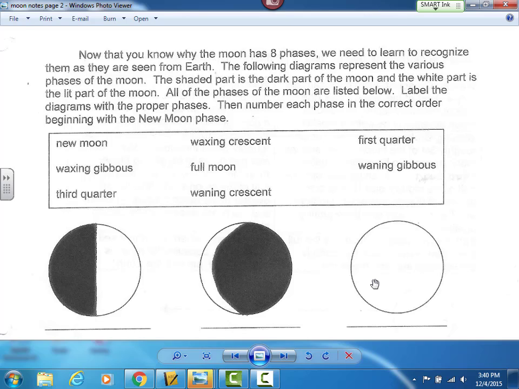Now that you know why the moon has 8 phases, we need to learn to recognize them as they are seen from Earth. The following diagrams represent the various phases of the moon. The shaded part is the dark part of the moon, and the white part is the lit part of the moon. All of the phases of the moon are listed below. Label the diagrams with the proper phases. Then number each phase in the correct order, beginning with the new moon phase.